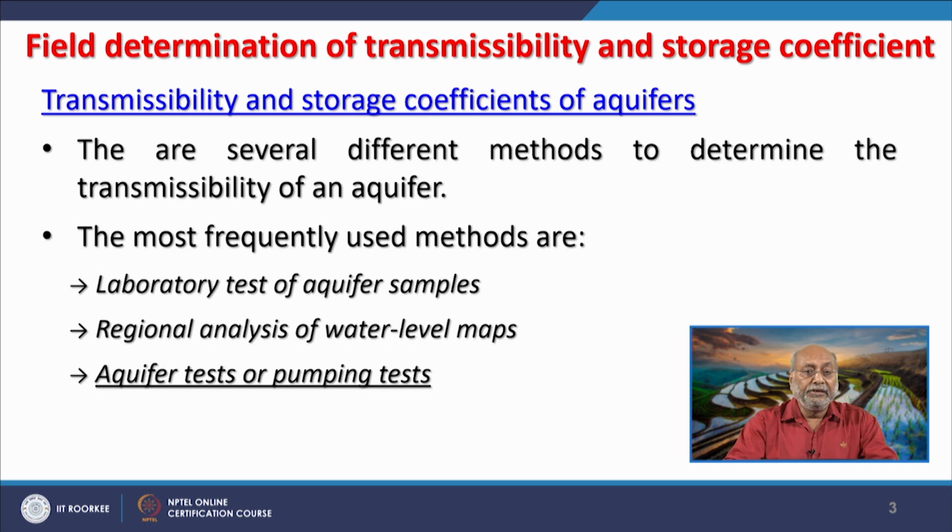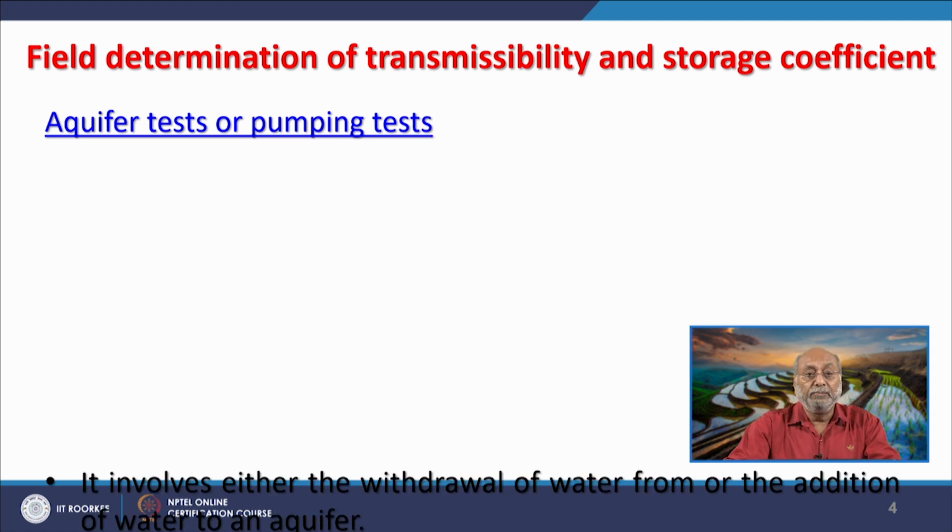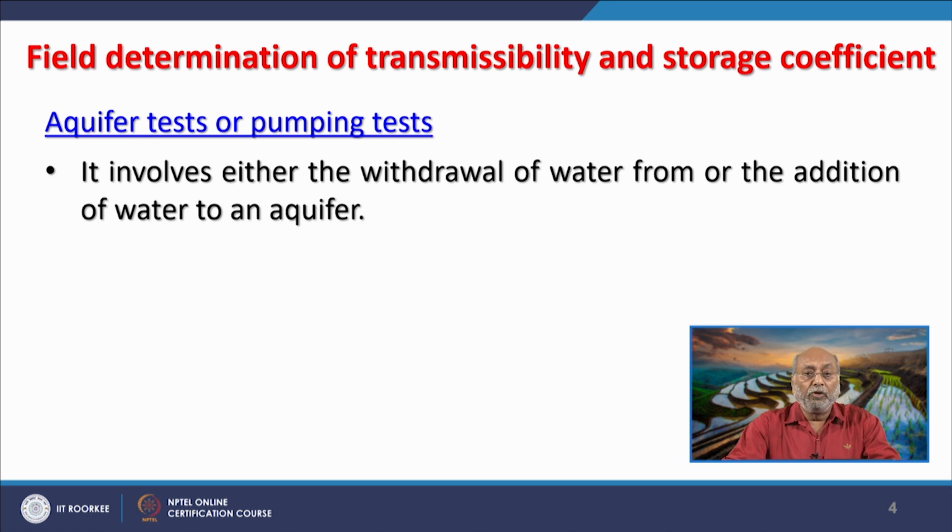The other important thing which we would like to perform, once these above two methods have been done, is the aquifer test, also called the pumping test. This is a very common and a very reliable method of field determination of transmissibility and storage coefficient. We will discuss in detail the aquifer test and pumping test, which involve the withdrawal of water from, or addition of water to, an aquifer. Theoretically we can think of this reverse drawdown curve if we add water, but practically it becomes very difficult.